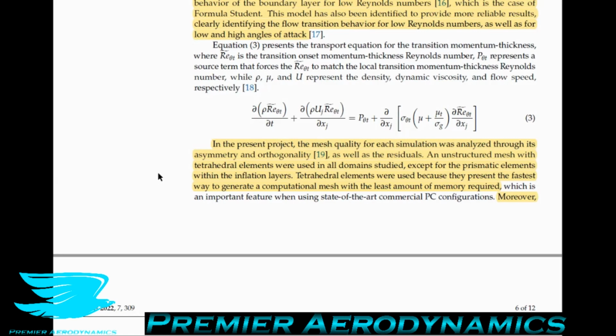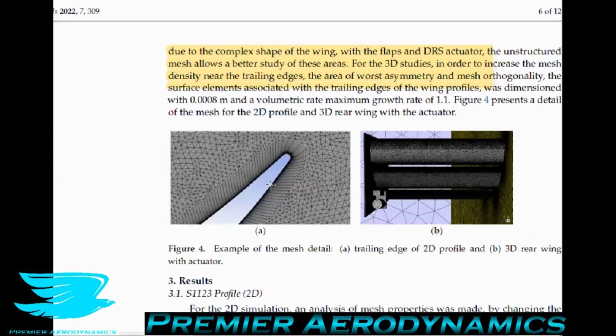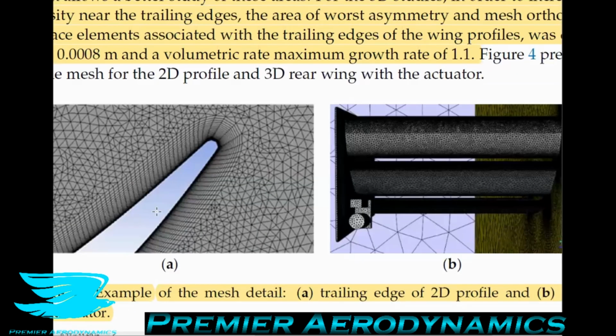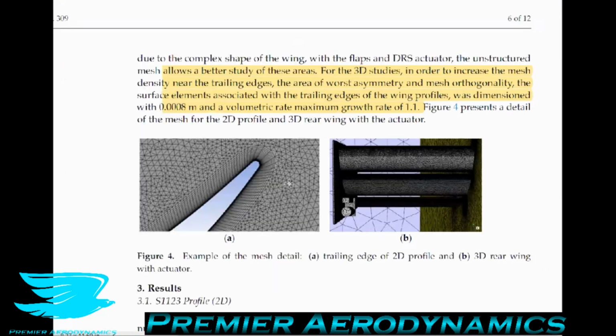So what does this mean? Let's go down to this figure here. Over the surface of the actual airfoil, they have a boundary layer mesh, which is just a bunch of cells in a very nicely uniform fashion growing out into the free stream. And around it, they just have all these tetrahedral cells. They're kind of like pyramids, if you don't know what they look like.